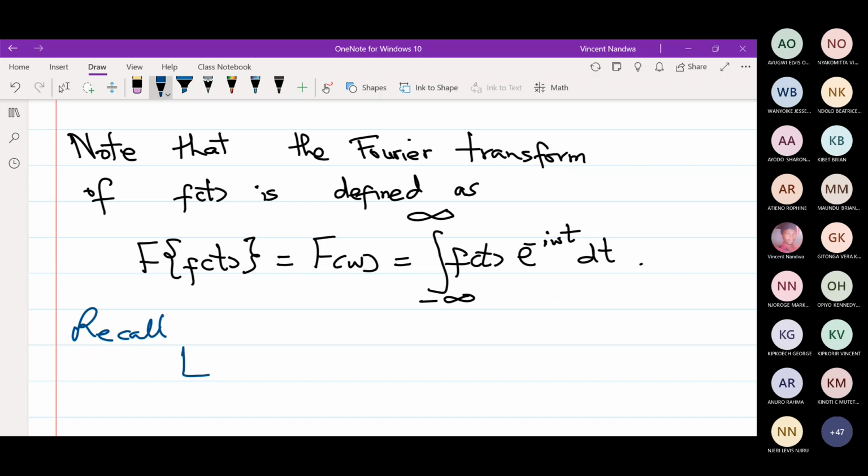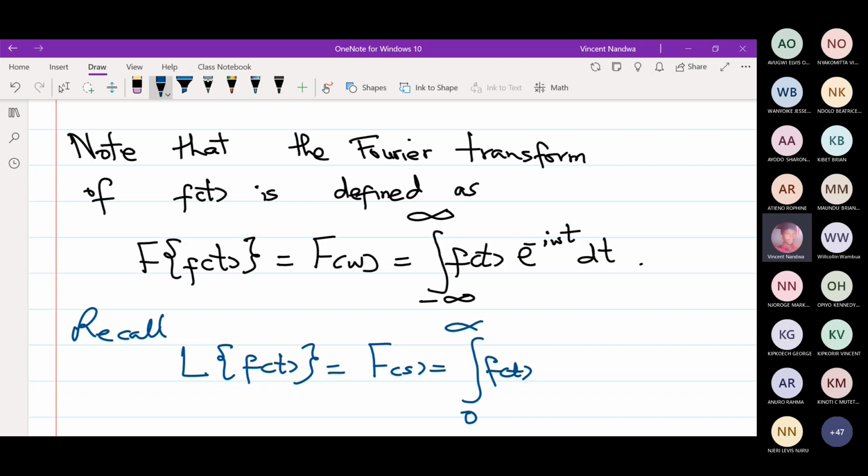the Laplace transform of a function f of t was given by F of s. The integral was from the lower limit, what was the lower limit in terms of the Laplace transform? 0, and then the upper limit infinity, e raised to power negative s t dt.